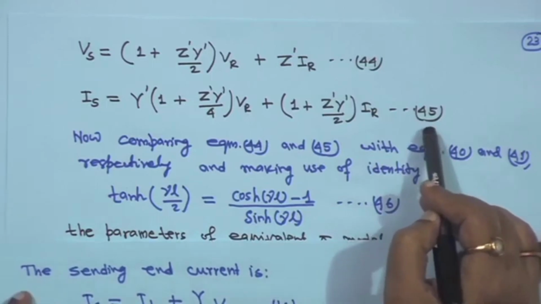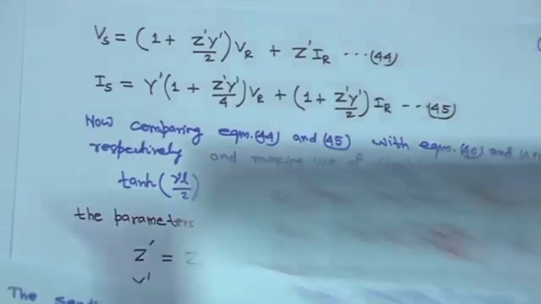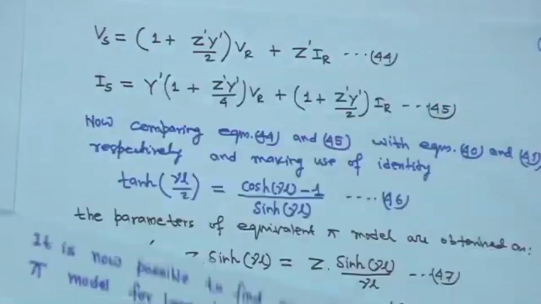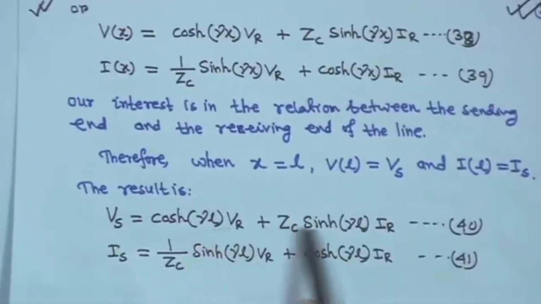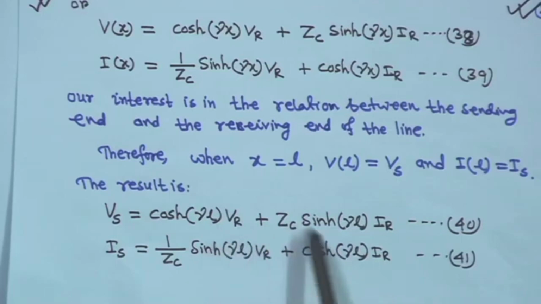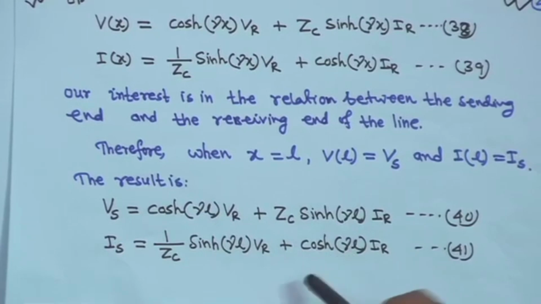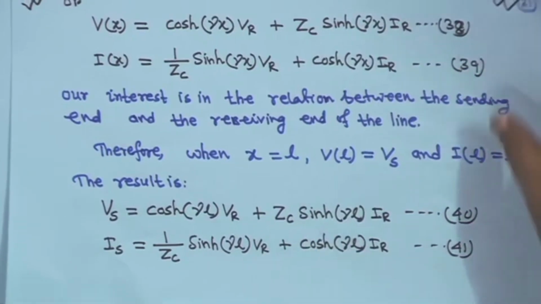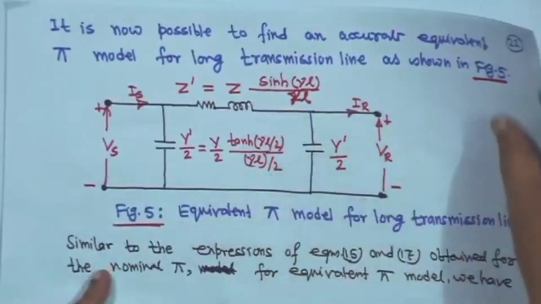So, this long line expression is the exact expression, right. But instead of taking the ABCD of this, we want to replace this by an equivalent pi model, right. So, in that case what will happen, we will get this one. How we will get it? Now, I will show you.